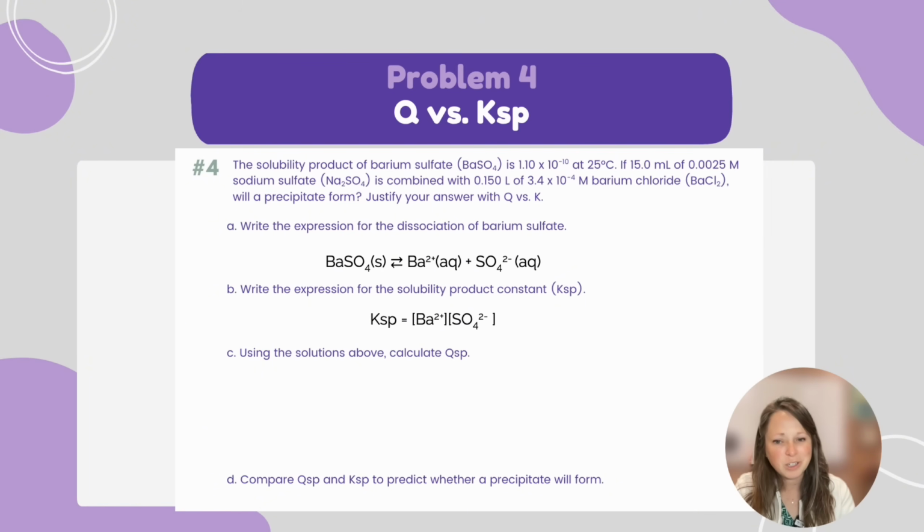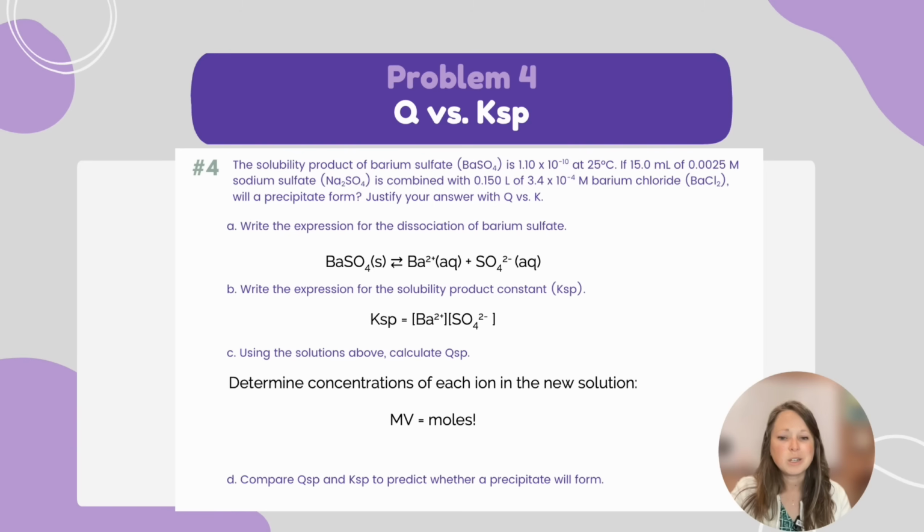And now what we have to do is calculate QSP. Again, QSP is calculated in the same way. It's just at any point other than equilibrium. So what I'm going to do now is go back into that problem. I see a bunch of concentrations and volumes. I know I'm using MV equals moles. So we want to determine the number of moles of each and then divide by the total volume of the solution to find the new diluted concentration, right?